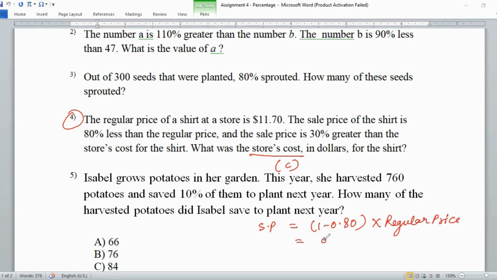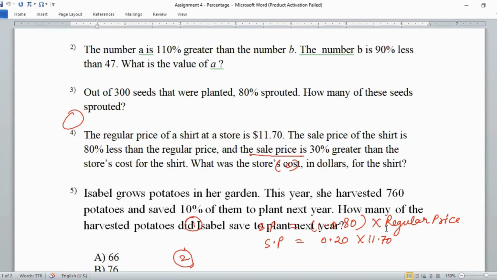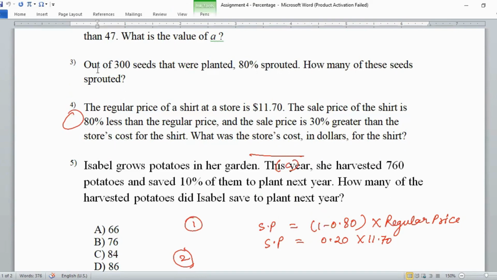And on solving it more, I'm getting 0.20 into 11.70. And another equation, or the information which is given to us, is this one which I'm writing here right now. Yeah, the selling price is equal to 1 plus 0.30 multiplied by C.